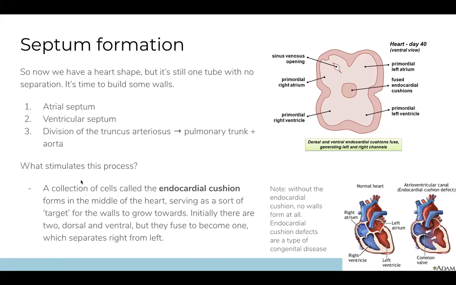So the question is, why does it start this? How does it know to start? You have these things here called the endocardial cushion, and that forms in the middle of the heart, and that's kind of like the target that the walls are trying to grow towards.